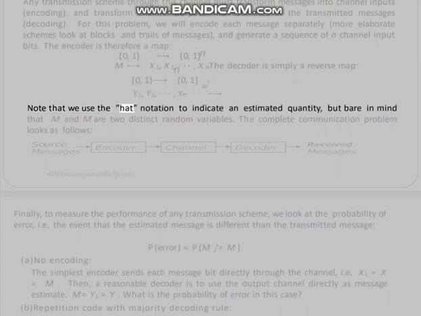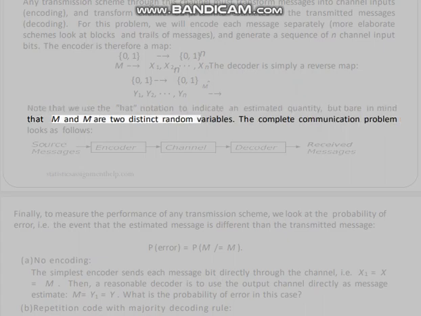Note that we use the hat notation to indicate an estimated quantity, but bear in mind that m and m hat are two distinct random variables. The complete communication problem looks as follows.